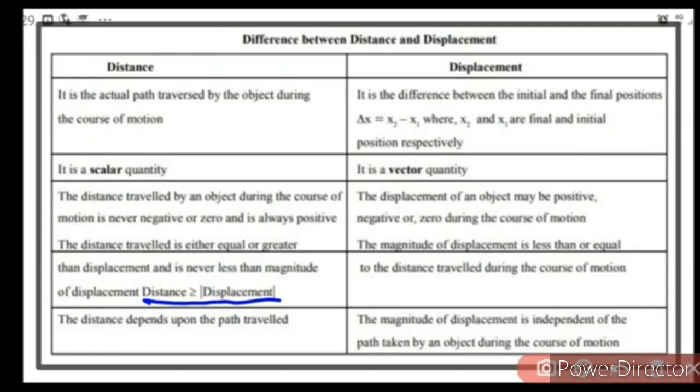Displacement is written within two vertical lines. It means the magnitude, without considering the sign. So distance will always be greater than or equal to it. Equal to means it can be, as we discussed in the first case, but it will never be greater than that. That means the magnitude of displacement will never be greater than the distance. Got it? Then distance depends on the path traveled. But what about displacement? Displacement is independent of the path followed. It depends only on the initial and final position, because displacement is defined as the difference between the initial and final position.